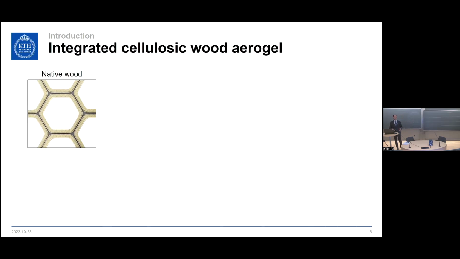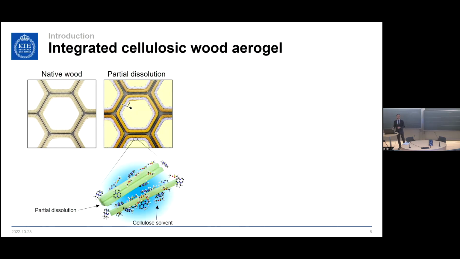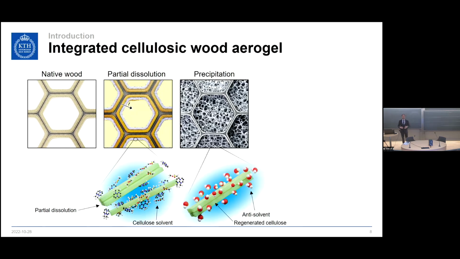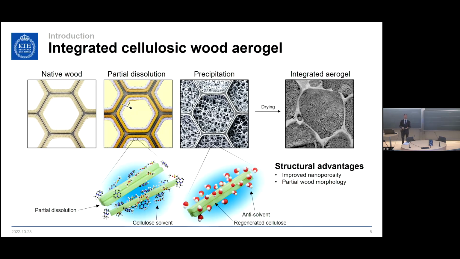Our protocol, as we propose it, is that you use a cellulose solvent in which you partially dissolve the cellulosic substance of the cell wall, and you diffuse the cellulosic substance out to the lumen space. You then add an anti-solvent to precipitate the cellulosic substance, and we call these integrated aerogel structures. The structural advantages with this are that you can improve the nanoporosity, but also retain the wood morphology itself.